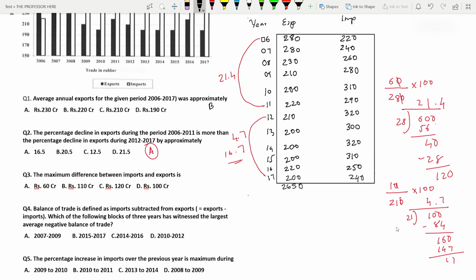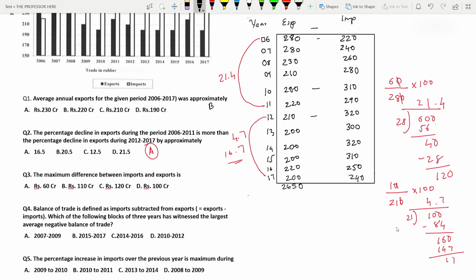Now we move on to question number 3. The maximum difference between imports and exports is. So you look at the options and you can see 60, 110, 120. 120 is the highest in the options. So when we look at the table, look for a difference that is up to 120. You go from the first one, 60, to 200, 310, 110, that's the highest right now. You get 110 again, 320 minus 210 is 110.